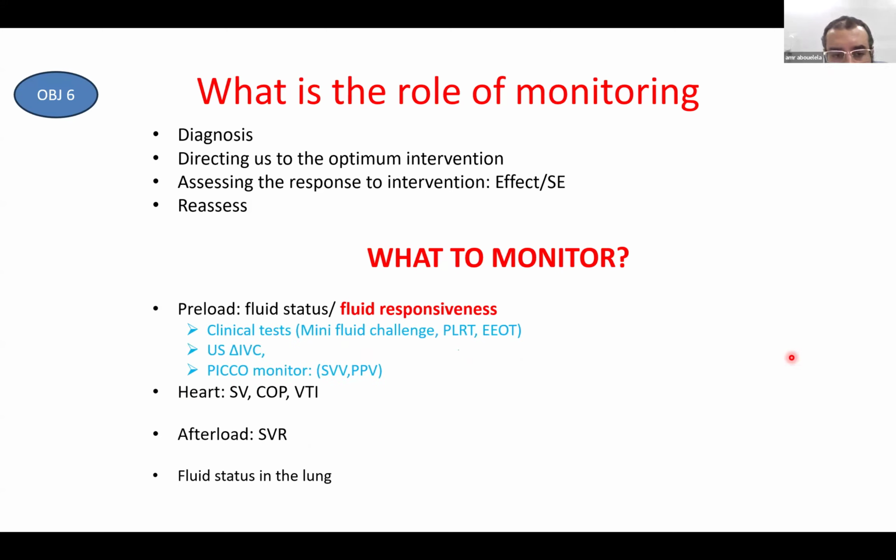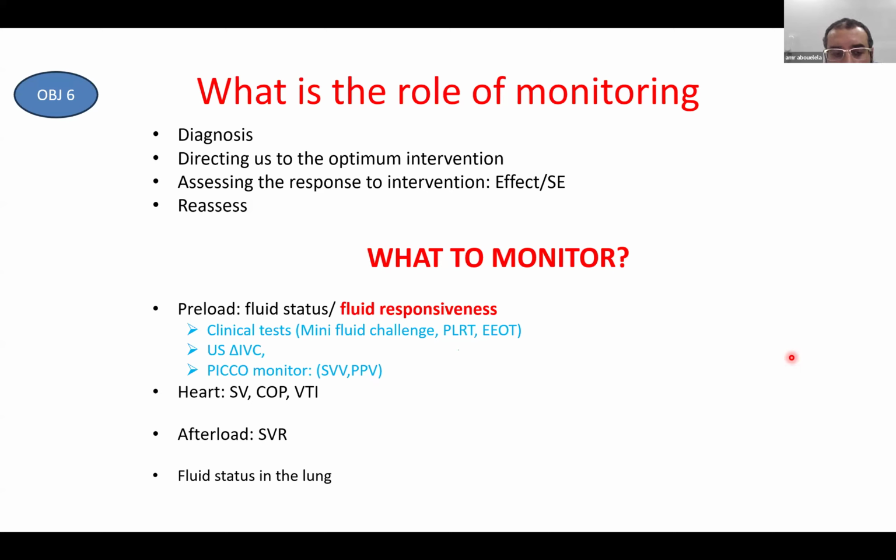For the preload, or let's be more precise, we are talking now in this era about the fluid responsiveness, not the fluid status. Fluid status, we are talking about static parameters, while in the fluid responsiveness, we'll come to this in the next few slides. What is the fluid responsiveness? So we have many tests to check for fluid responsiveness. We have fluid challenge, passive leg raising test, and expiratory occlusion test.